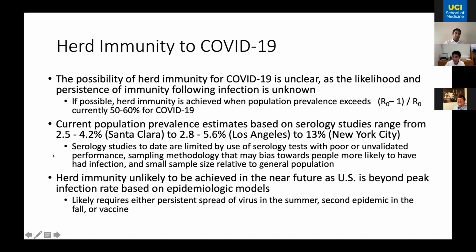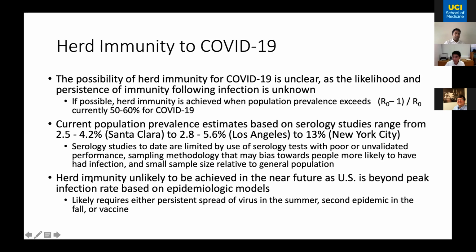But serology studies to date are limited by the fact that many of these tests are unvalidated or poorly validated. Sampling methodology in many of these studies may bias towards people more likely to have had infection. There was some criticism of the Santa Clara study that they used, I think, Facebook groups to recruit people. So the sampling is really important, to make sure you don't get people who have some reason to be concerned that they have or may have had the virus. You really want a good random sample of the population. And then these are small studies. I mean, these are studies of thousands of people, but the study in New York was 3,000 people, and New York City has, I believe, like 7 million or so people.